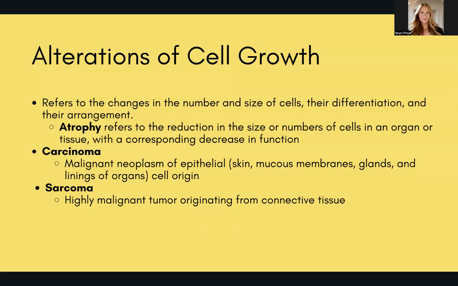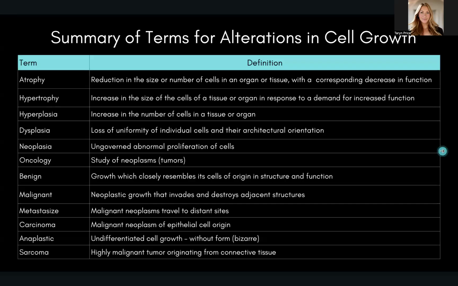Malignant is a term you don't want to see. It implies that something is bad. And it's a neoplasm of the epithelial cells. Epithelial, I'll give you a note there. It's, for example, the skin, mucous membranes, glands, linings of the organs is a big one. That's where we see a lot of carcinomas originate. And then sarcoma is a highly malignant tumor originating from connective tissues.